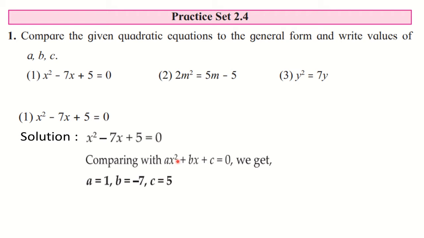See, in place of a here we have 1. No number is seen, which means 1 is present. So a is equal to 1 here. Then in place of b we have minus 7, so b is equal to minus 7. And in place of c we have 5. So in this way we can write down the values of a, b and c.